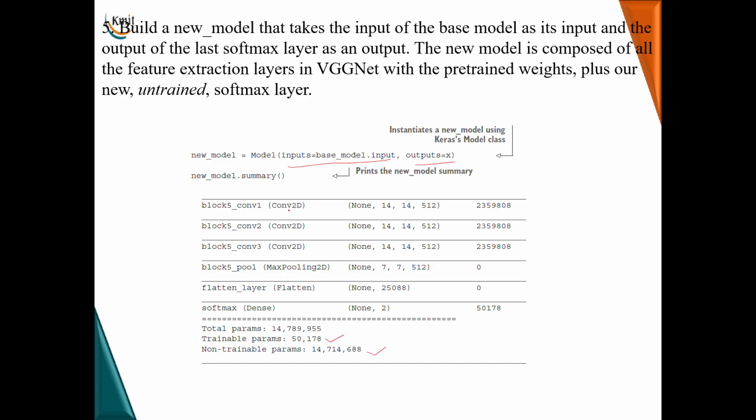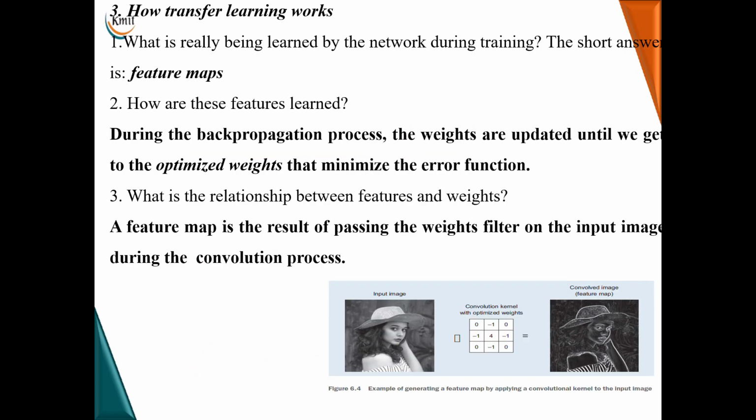So we can look into this: the trainable parameters in this model are 50,000 compared to the number of non-trainable parameters, which are 14 million. Though these non-trainable parameters are already trained on a large dataset, that is the ImageNet dataset, we freeze them to use the extracted features in our problem. With this new model, we don't have to train the entire VGGNet from scratch because we only have to deal with the newly added softmax layer.